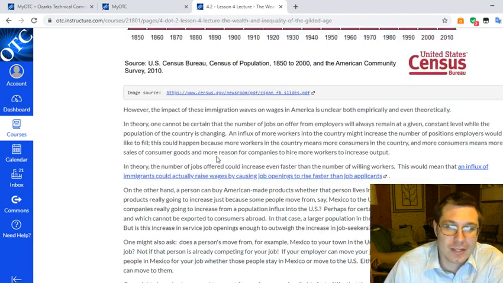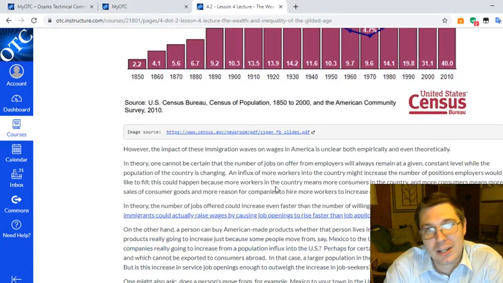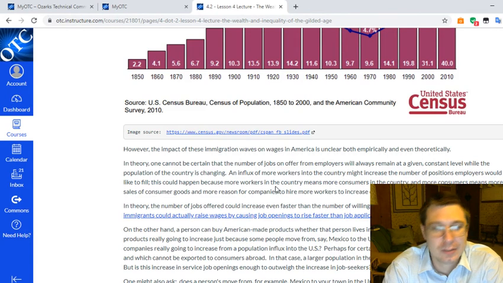However, so that's what immigration looked like in the Gilded Age. Then there's still the question of what kind of consequences this immigration had, particularly on wages. Because a lot of working people in the Gilded Age were concerned that immigration was driving their wages down.